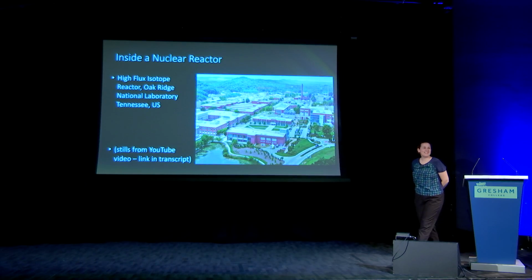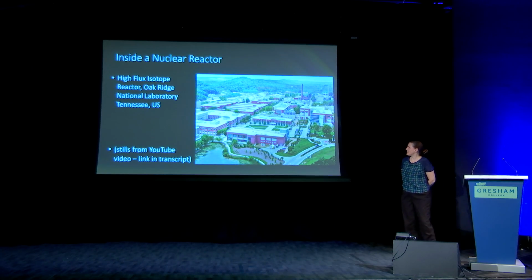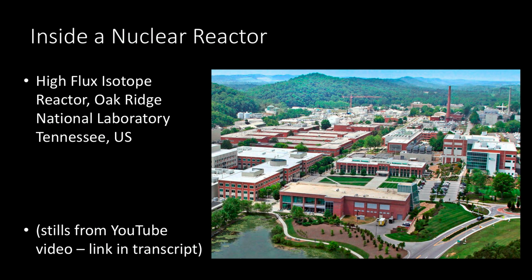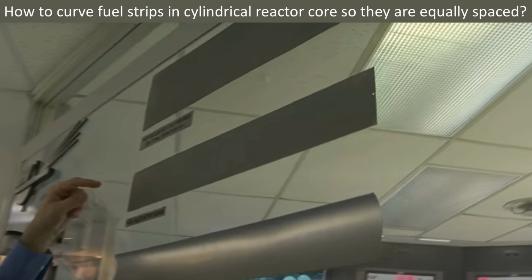The other application is inside a nuclear reactor. I think I said nuclear power plants earlier, but this isn't quite that. It's a nuclear reactor still. The picture you see is of the Oak Ridge National Laboratory in Tennessee in America, and there they have the High Flux Isotope Reactor. They're not interested in making energy. What they're interested in doing is producing heavy isotopes of elements for various scientific applications. There's a nice video about this on YouTube, and I've put a link in the transcript, but I've just got a couple of pictures from it.